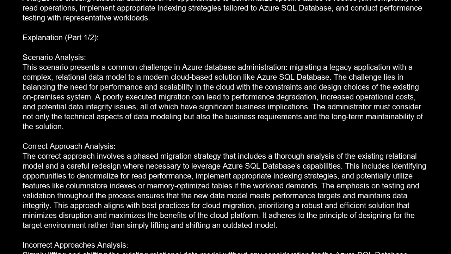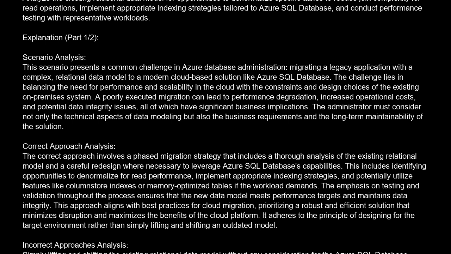Correct approach analysis. The correct approach involves a phased migration strategy that includes a thorough analysis of the existing relational model and a careful redesign where necessary to leverage Azure SQL Database's capabilities. This includes identifying opportunities to denormalize for read performance, implement appropriate indexing strategies, and potentially utilize features like columnstore indexes or memory-optimized tables if the workload demands.